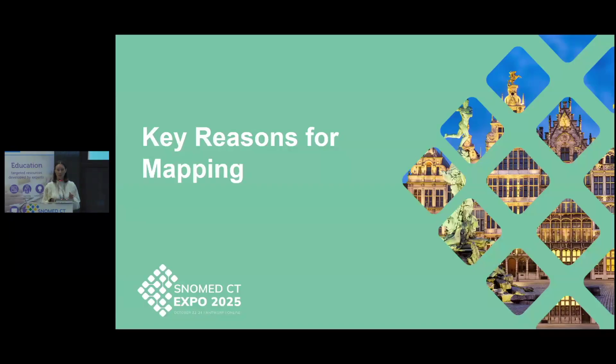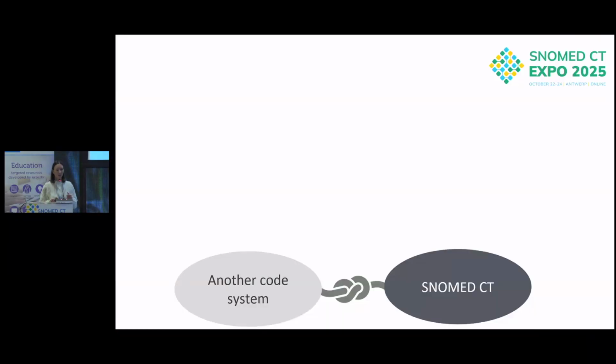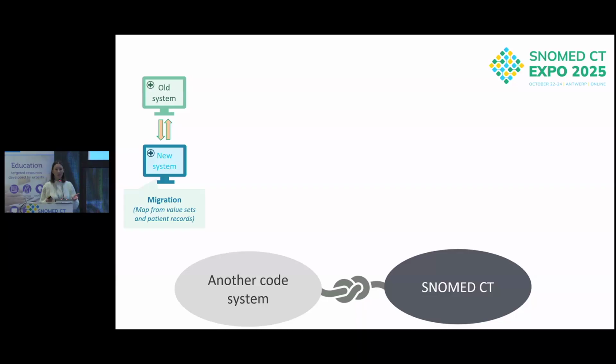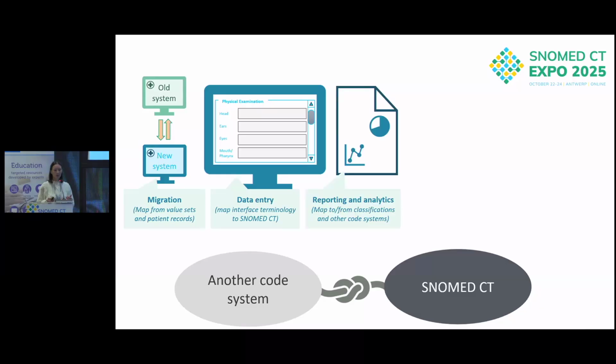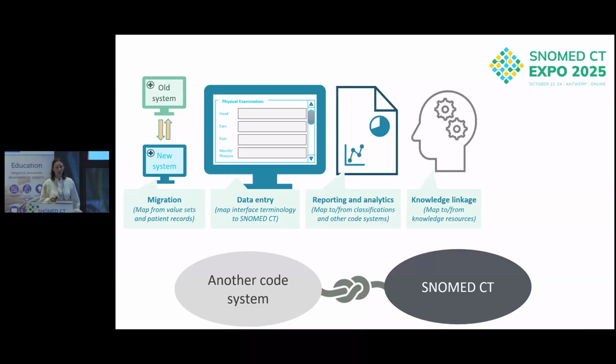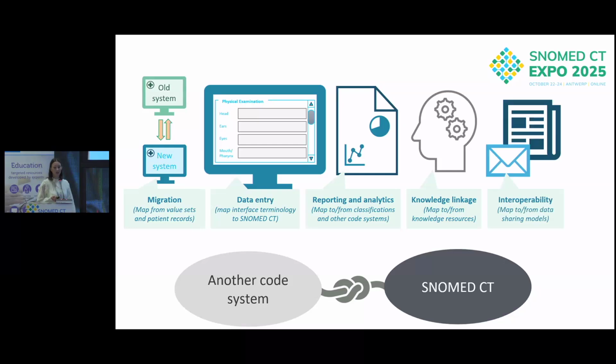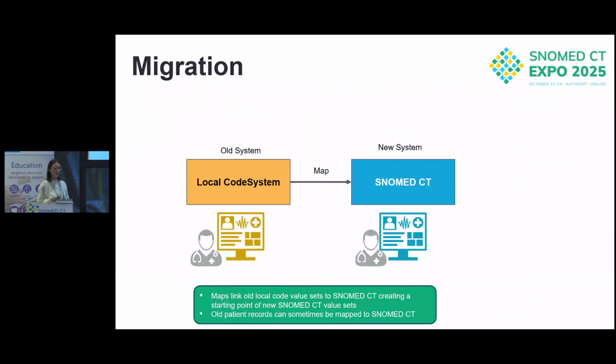Okay, so what are the key reasons for mapping? Generally, it's between SNOMED CT, in this instance SNOMED CT and another code system. So it might be for migration, you're moving from an old clinical electronic health record to a new system. It might be for data entry, so you might want to map an interface terminology to SNOMED CT. It might be for reporting and analytics. It might be for knowledge linkage and interoperability.